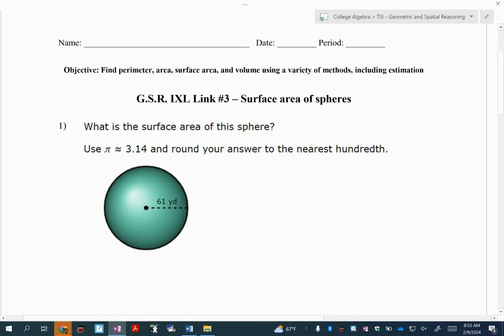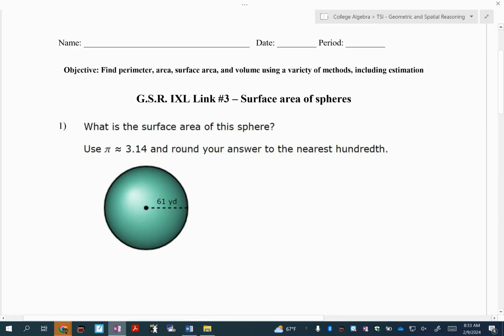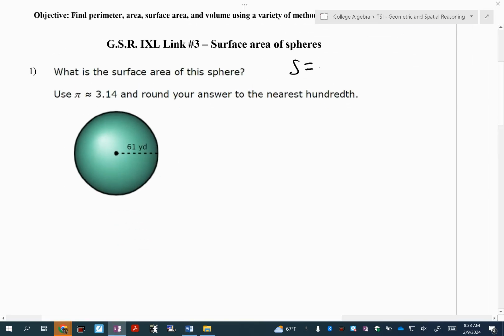So I'm going to actually do two links because we're going to be using the same shape. We're going to be looking at the surface area of a sphere and then also finding the volume of a sphere. So in class, I showed you guys that the formula for the surface area of a sphere is 4 pi r squared. So I'm going to write that down here. The surface area of a sphere is 4 pi r squared.